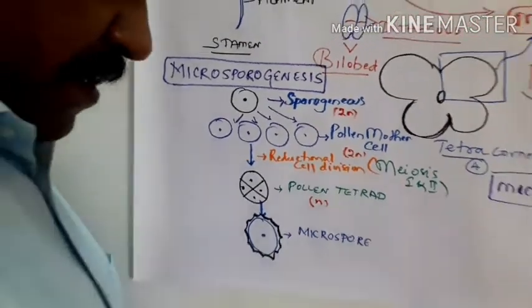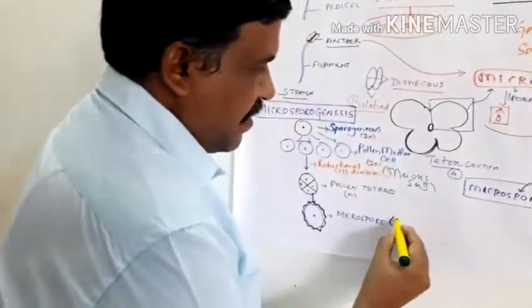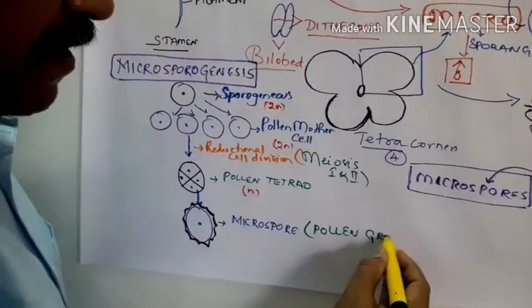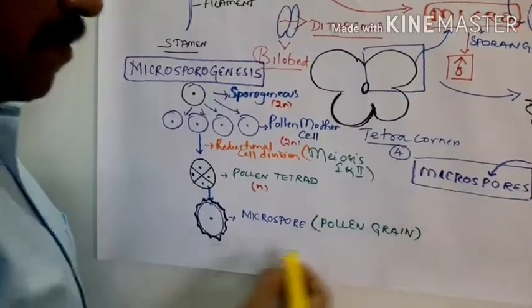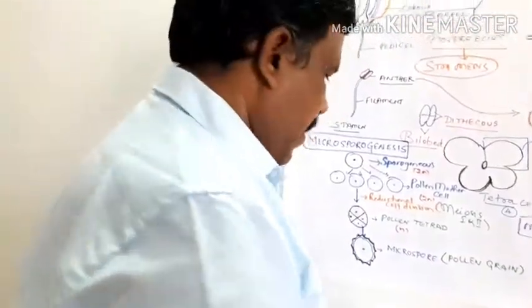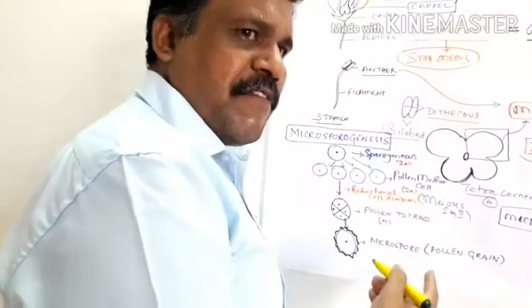So children, the microspore is otherwise called the pollen grain. Very good. Are you remembering here? Are you getting the point? So the microspore is otherwise called the pollen grain. So we are forming the pollen grains. How is the process by which the pollen grains are formed?